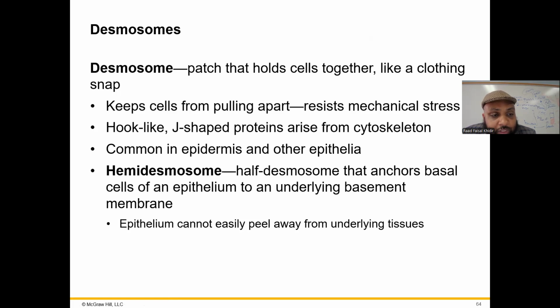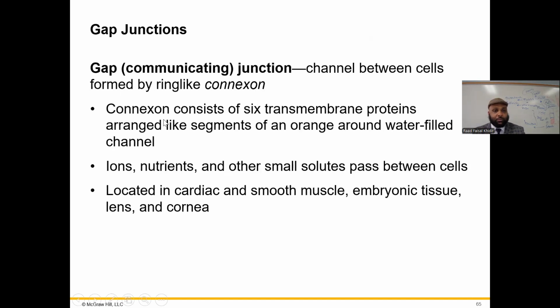What is the difference between a desmosome and a hemidesmosome? The desmosome is a patch that holds the cells together like a clothing snap. And a hemidesmosome is a half desmosome that anchors the basal cells of an epithelium to an underlying basement membrane. Epithelium cannot easily peel away from the underlying tissue.